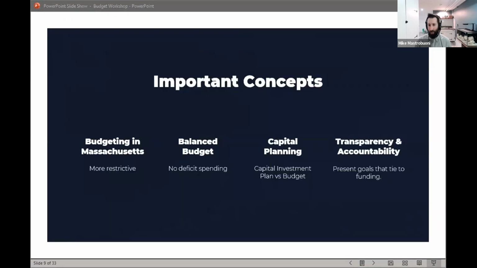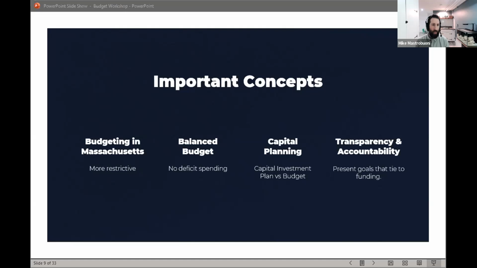A few important concepts that I'll go over briefly. Massachusetts has a pretty restrictive financial framework compared to other states. So oftentimes the budget and the finance teams work to interpret that framework that we get from the state. On the other side of that coin, we're often the ones working to figure out creative solutions to problems that departments have.